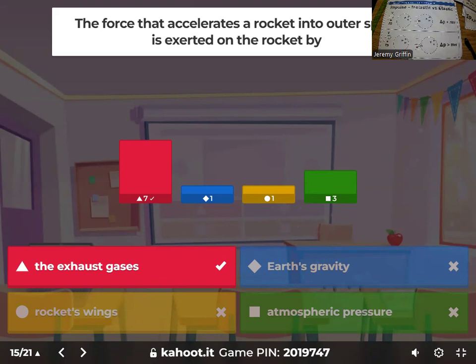So the rocket pushes on the gases, the gases push on the rocket. Guys, which force is bigger? The force on the gases or the force on the rocket? Which force is bigger?